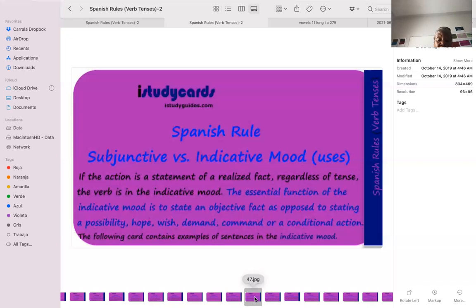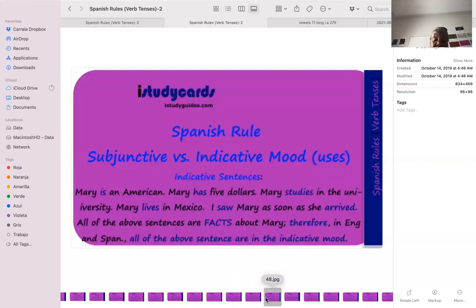the following card contains examples of sentences in the indicative mood. Mary is an American. Mary has $5. Mary studies in the university. I'm only telling you about Mary. I'm not telling you what I want Mary to do. I'm not telling you what I'm commanding Mary to do. I'm not telling you what I hope Mary will do. I'm not telling you what I wish. I'm just telling you about Mary.